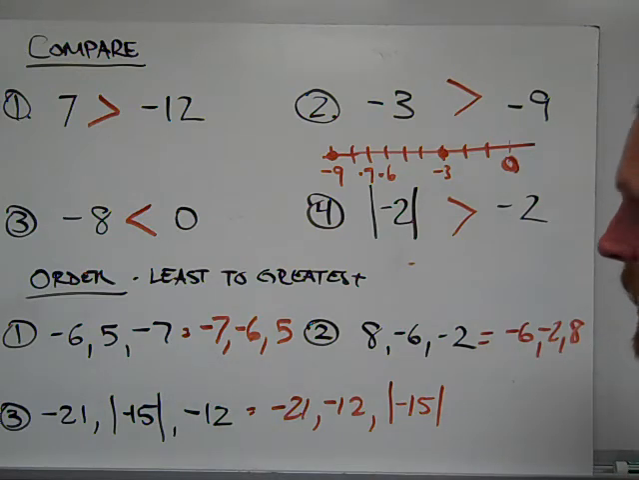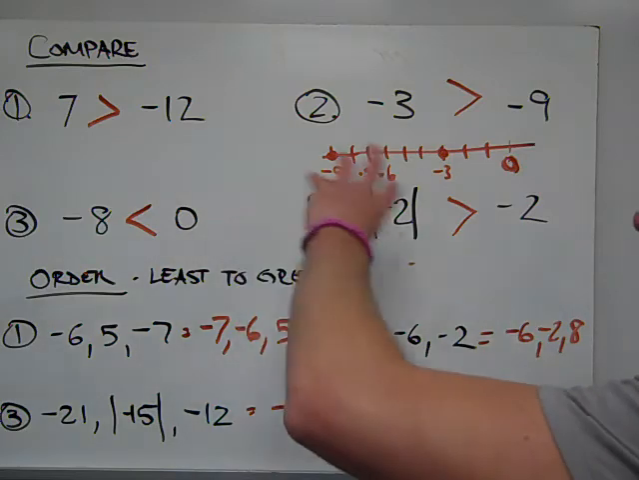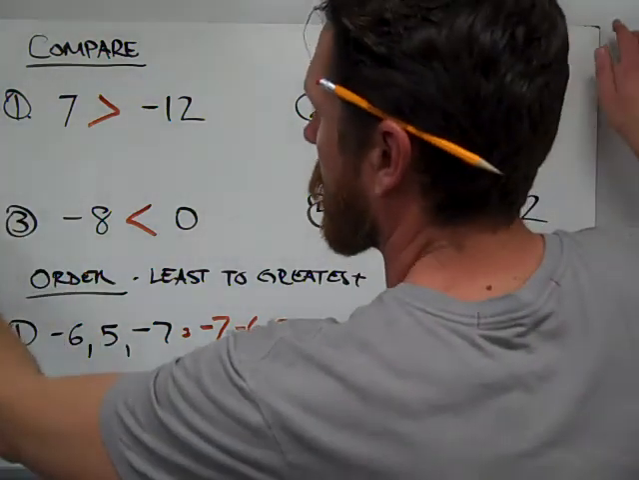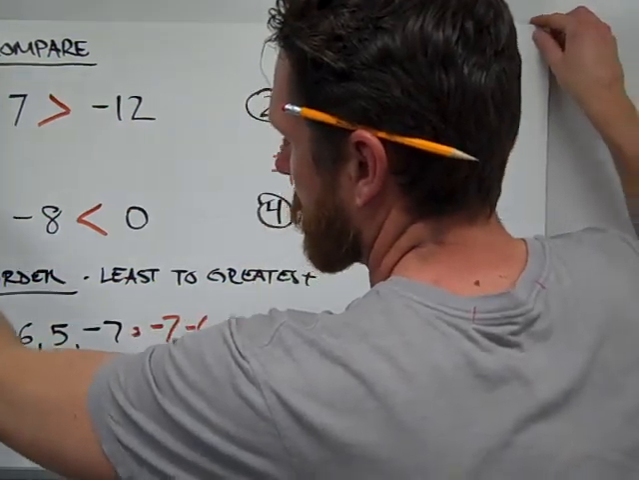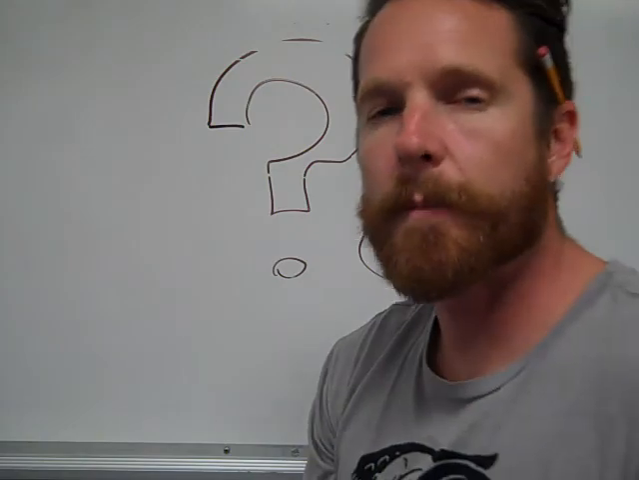So that's what we're looking at on ordering and comparing. Just greater than, less than, or equal to, and then listing them from least to greatest. Questions? You write them down. I'll help you in class.